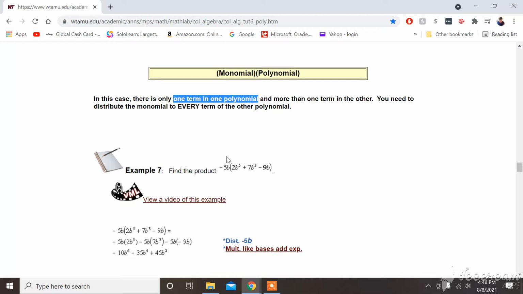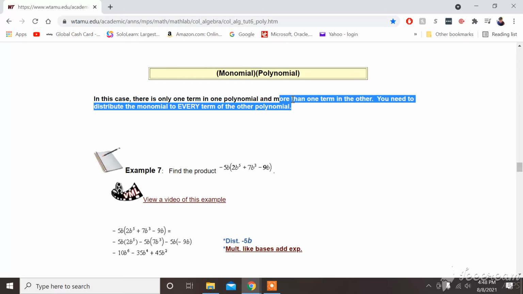One term in one polynomial, and more than one term in the other. You need to distribute the monomial, this, to everything, to every term of the other polynomial. So one term in one polynomial, and more than one term in the other.